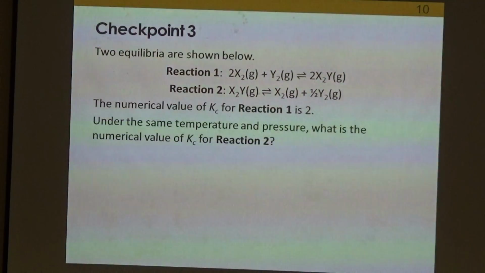What you can notice about reaction 1 and 2 is that reaction 2 is reaction 1 reversed and halved.